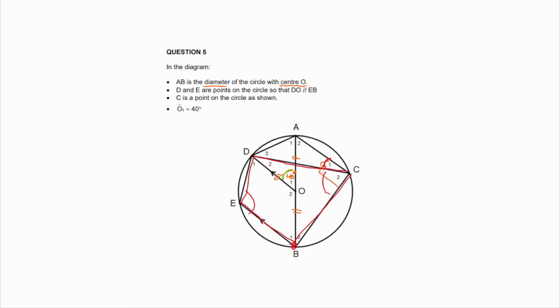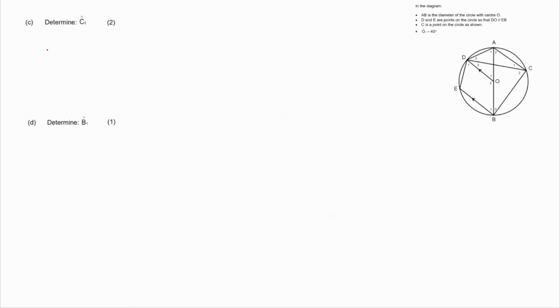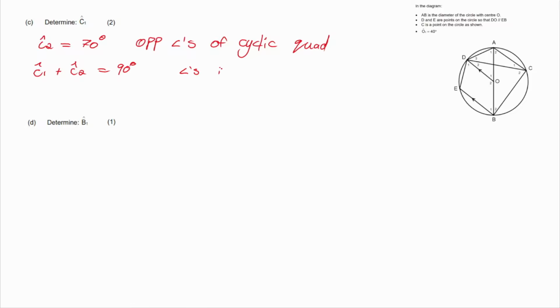So I know E, so I can find C2, right? Because again, opposite angles in a cyclic quad. So what I can say is C2 is equal to 70 degrees, okay? And that's because of opposite angles of cyclic quad. All right. And then I have that C1 plus C2 is equal to 90 degrees, and that's because of angles in a semicircle. All right, so therefore C1 is equal to 20 degrees.